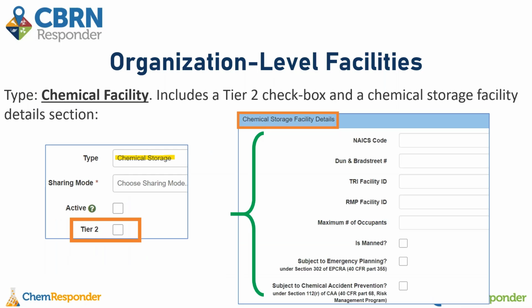So for example, if I choose the type of chemical facility, I'm now going to see a Tier 2 checkbox under Active, as well as a chemical storage facility details section. So these details will include the NAICS code, the Dun and Bradstreet numbers, TRI facility ID, etc. If this is subject to emergency planning, if this is subject to chemical accident prevention, so you can really fill in all of the relevant information to that chemical storage facility that you wouldn't be able to unless it was typed as a chemical facility.